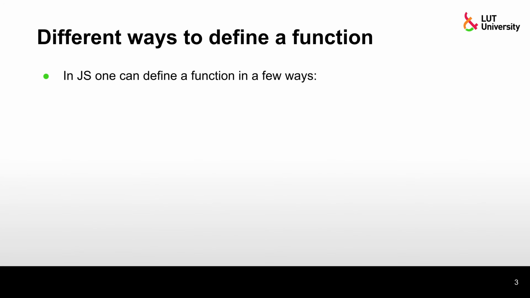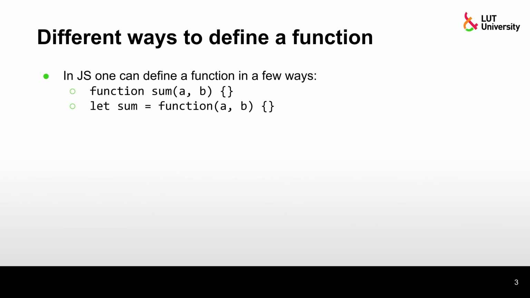First of all, we have met already that we can create a function. Let's call it sum. It takes two parameters, a and b, and then there is the function body inside the brackets. There is also another way to define a function. We define a variable and we point a function to that variable. So then we can throw that function to another function, for example.